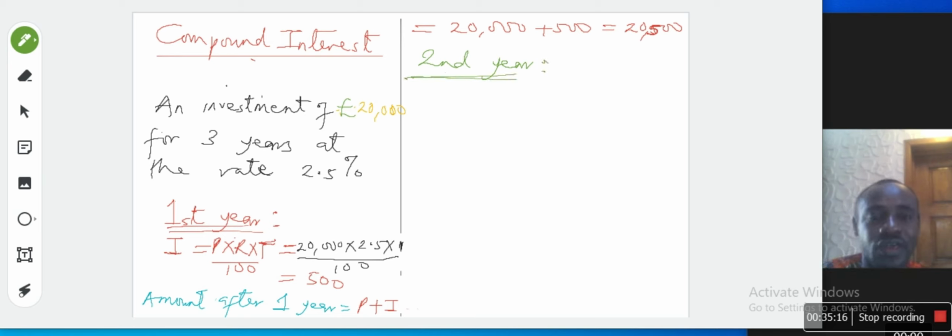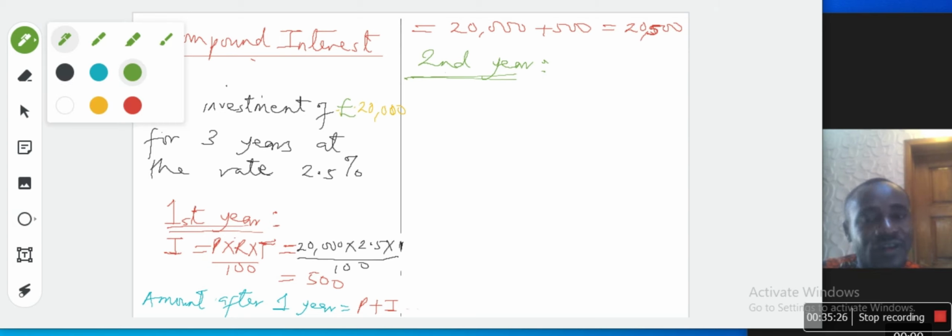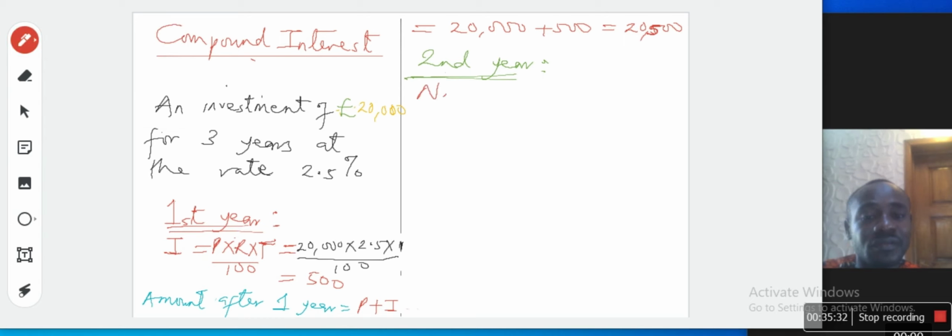For this second year, what will be the new amount that you are putting in? 20,500. So that's the new principal. For this second year, the new principal is now 20,500, because that's what you are putting in there. Dollars or pounds, whatever the currency is.